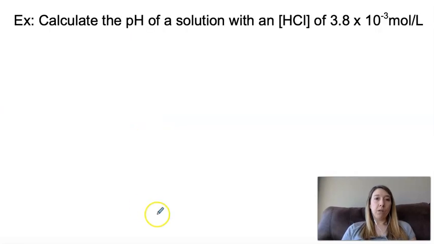Okay, so let's look at this one. So a little bit different. Calculate the pH of a solution with an HCl concentration of 3.8 times 10 to the negative 3 moles per liter. So this is different than the last example. And the reason it's different is I was given the concentration of HCl.